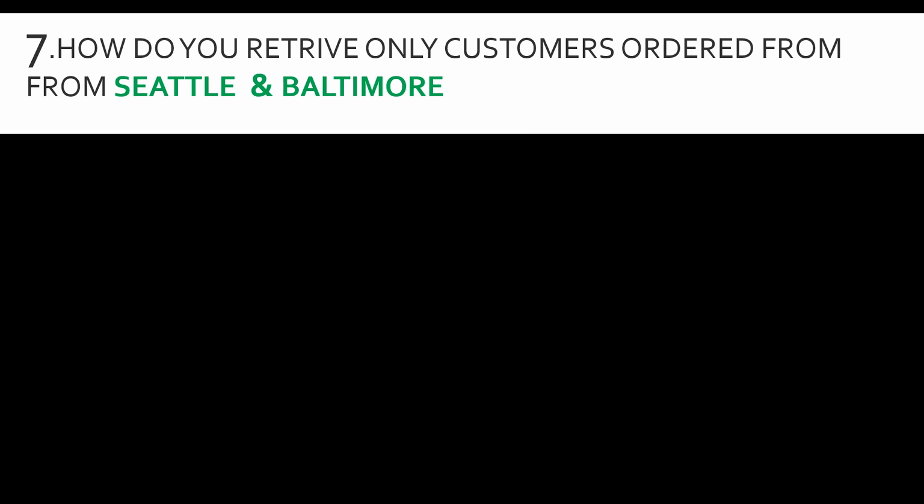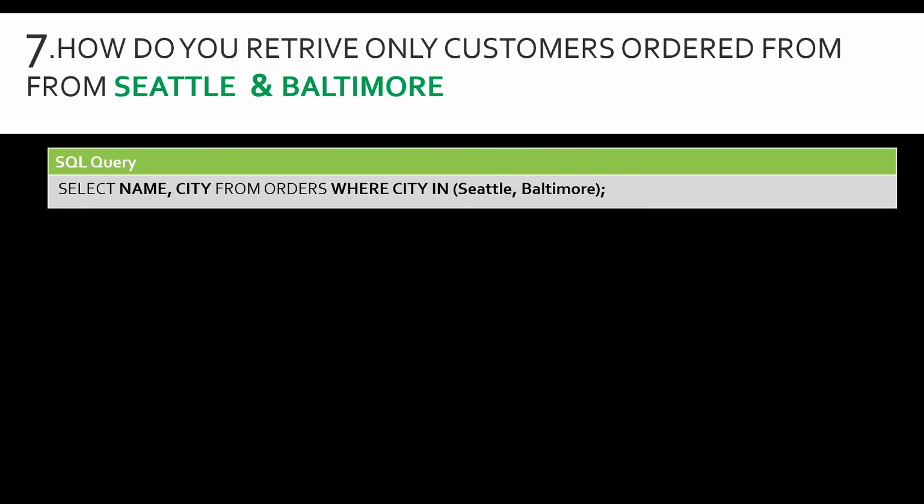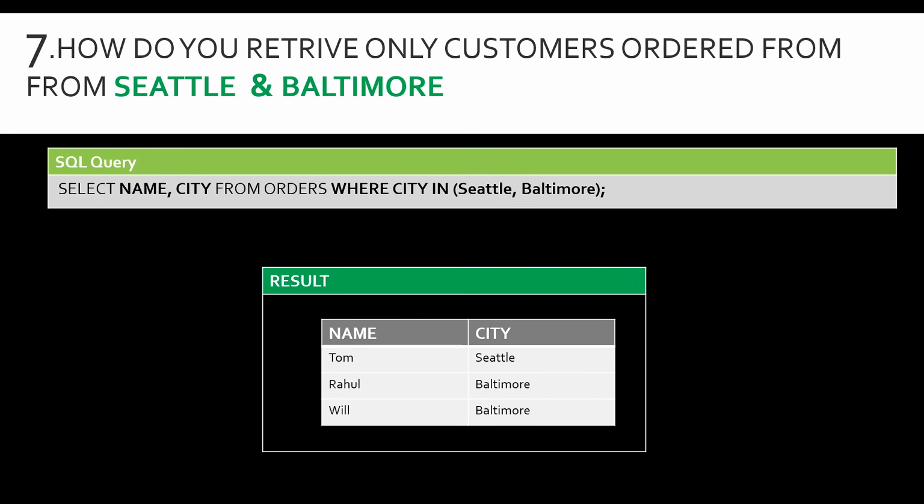Pushing forward, question number 7, how do you retrieve only customers who ordered from Seattle and Baltimore? So the previous question was more of a range, and this question is about values. If the value equals this or that, how will it happen? One of the syntaxes we can use is the IN syntax. So we select name, city from orders, which remains the same, but the where conditionality changes to city in Seattle, Baltimore. This will return the rows of customers who ordered from Seattle or Baltimore.